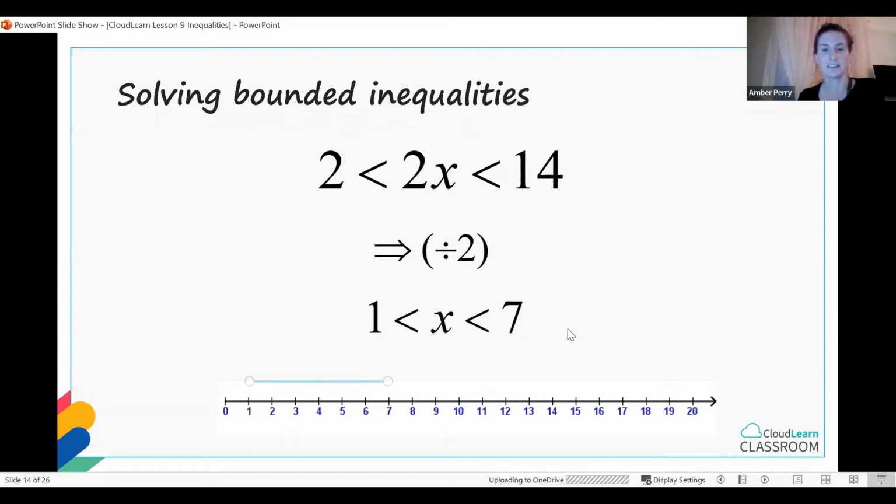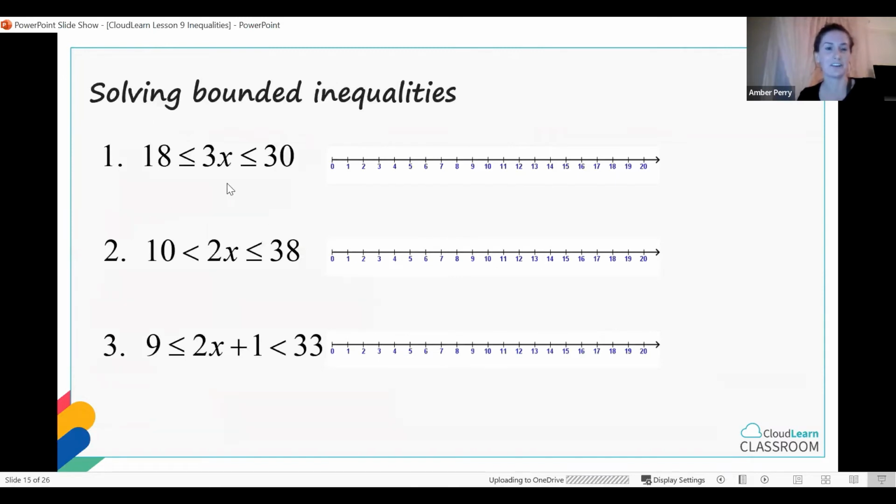Let's represent that on the number line. Find the number 1. There's no equals sign, so I'm not going to colour the circle in. Find the number 7. There's no equals sign, so I'm not going to colour the circle in, and then draw the line between them there. So let's have a look at this.